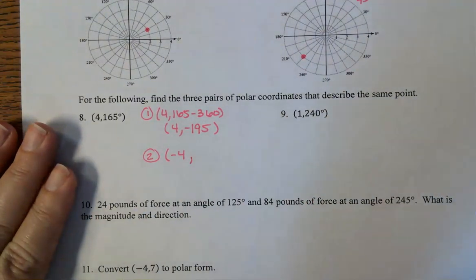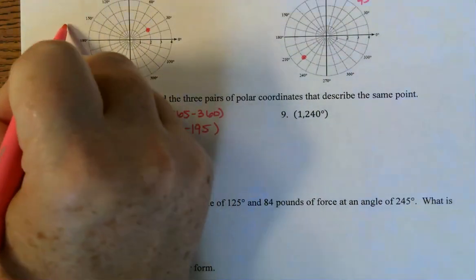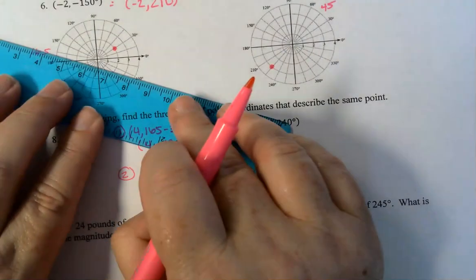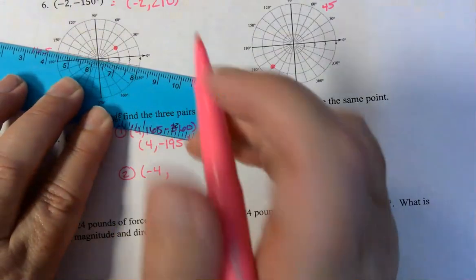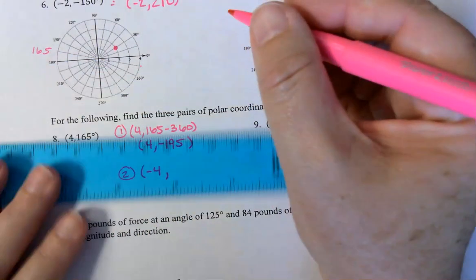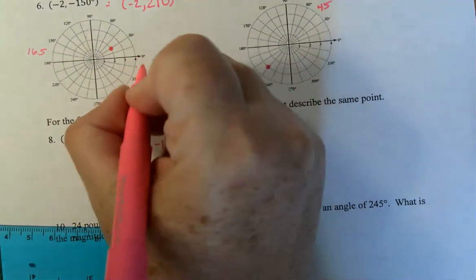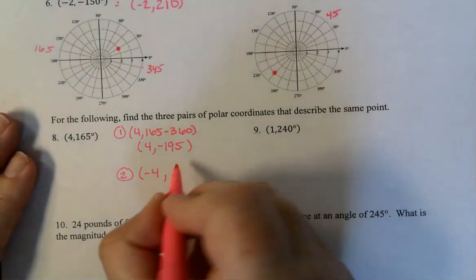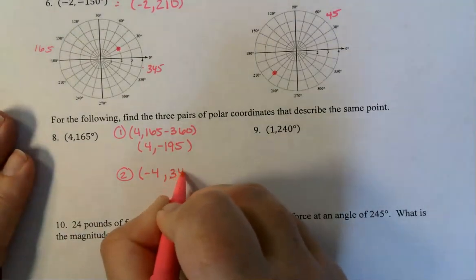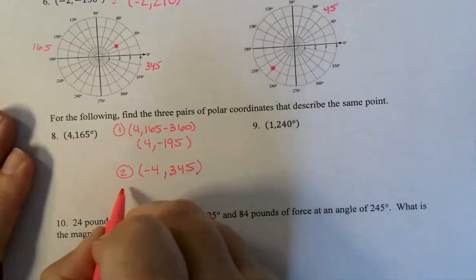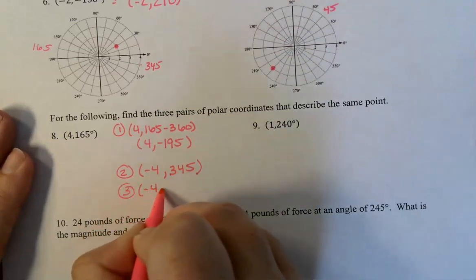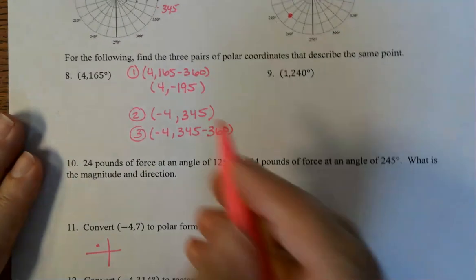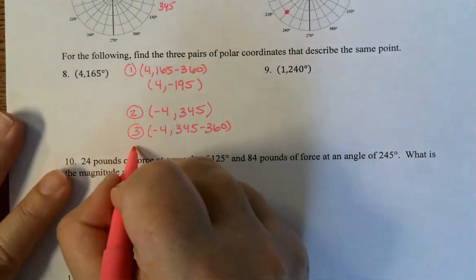So I need to know what's across from 165. So by the way, I'm just going to use this graph up here. That's 165. What is completely in the opposite direction? And it's this guy. So 330, that's what, 345. Okay. So I would have a point at negative 4 and 345. And then last but not least, you're going to do 345 minus 360. This will give me a negative for both values.